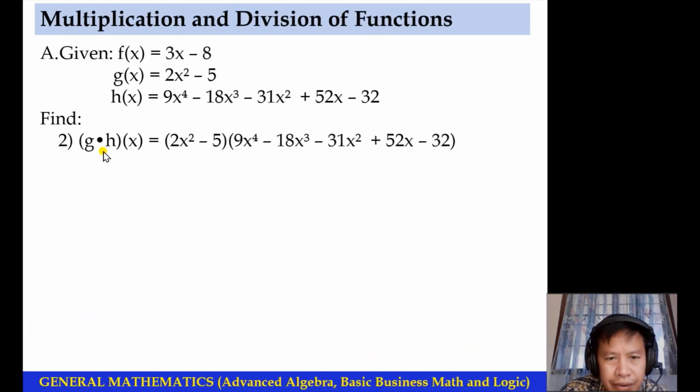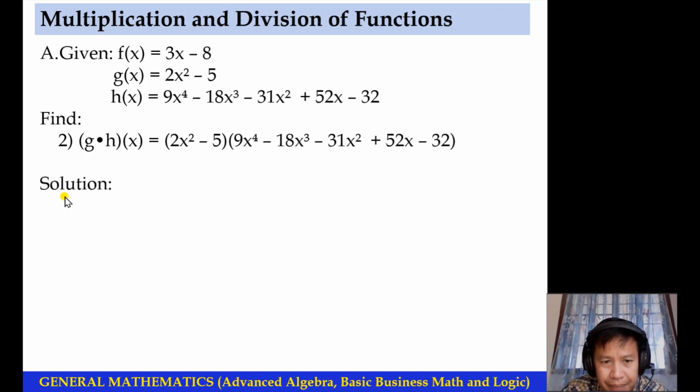How are we going to multiply this g of x and h of x? G times h of x, what are we going to do here? We are going to apply also the long process of multiplication without variables. Okay, what you need to do is to copy the coefficients of this polynomial. Whatever polynomial has the greater number of terms will be the first polynomial to be written. Okay, the coefficients of that polynomial will be written first.